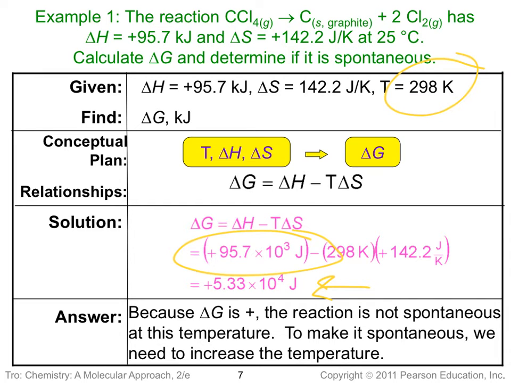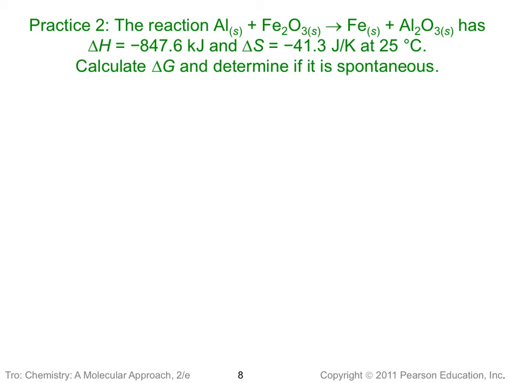So if it's positive, the reaction is non-spontaneous at that temperature. Here's another one: Al plus Fe2O3 going to Fe as a solid and Al2O3 as a solid. The delta H is a minus 847.6, the delta S is a negative 41.3, and it's at 25 degrees C.